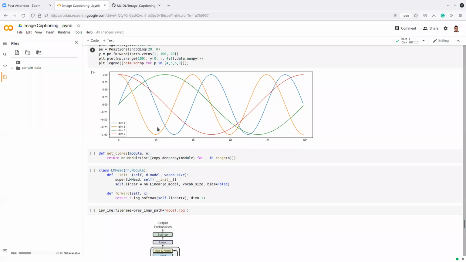So for each word, for example, if the index of the word in the sentence is 20. So for near words, we have near values. But for far words, we have a low value. This is how the encoder, the transformer, takes position into consideration.